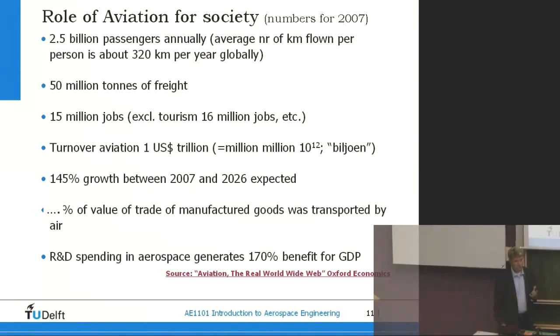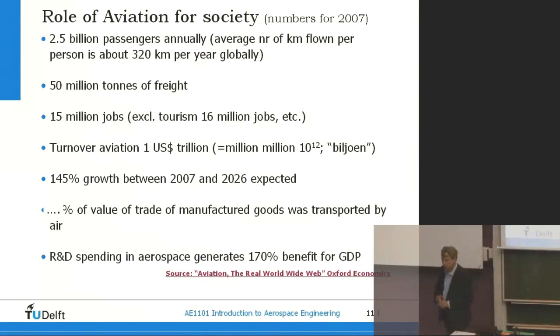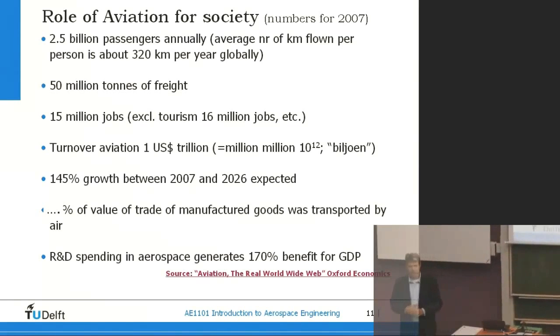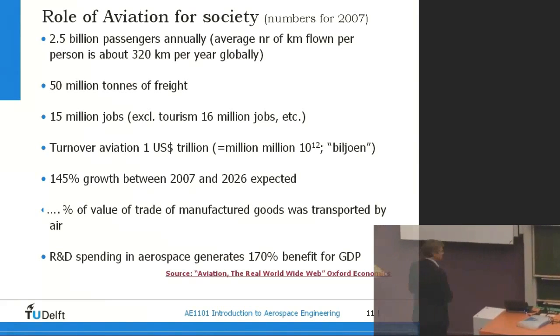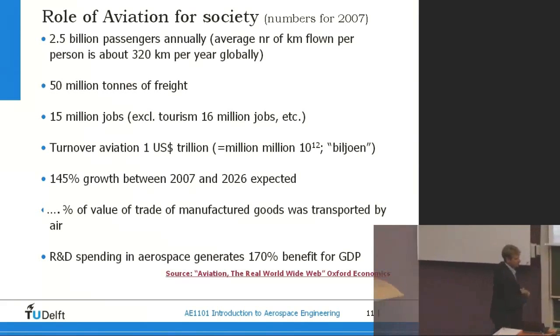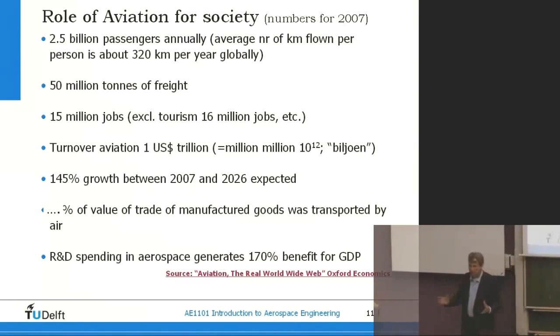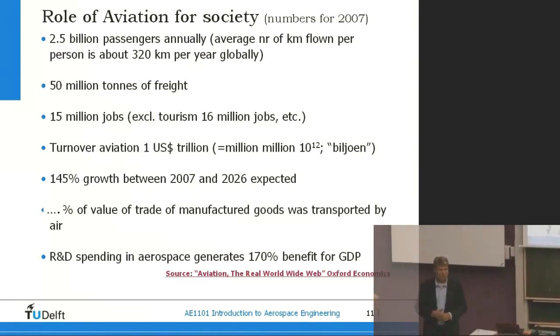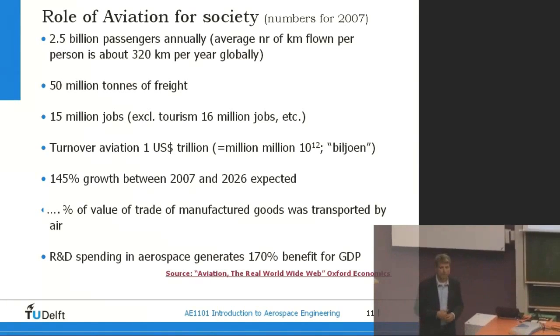It's not just important to move people, but also if you look at the manufactured goods, 1/3 of all the manufactured goods is transported by air. And this 1/3 is based on the value. And that, of course, is a higher number than if you look at the mass, because high mass, low value is typically done by ships, while high value, low weight is typically done by air.